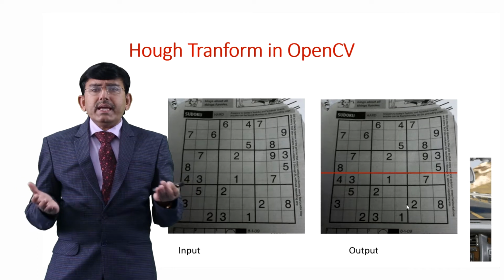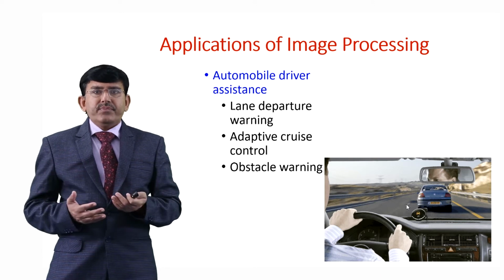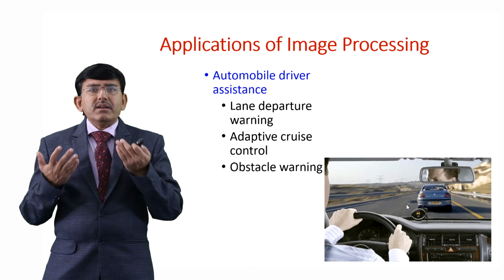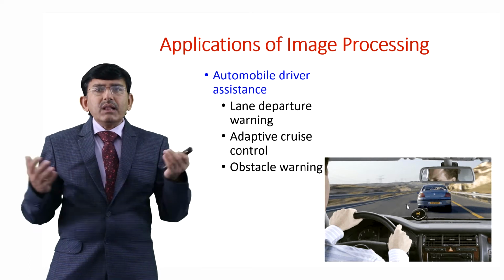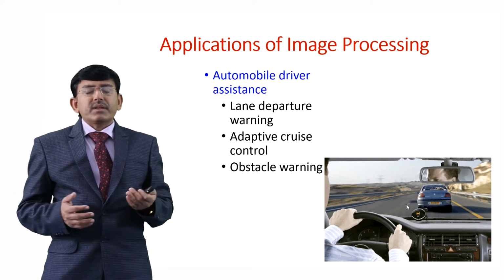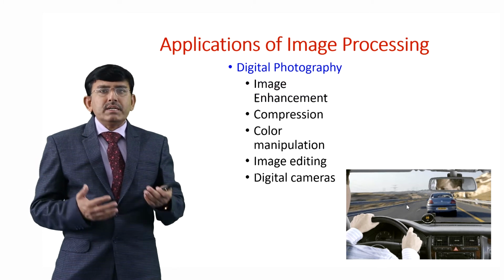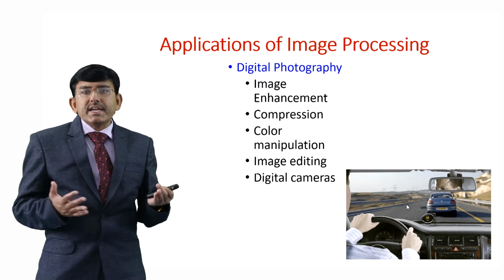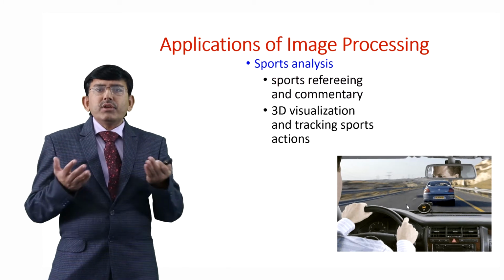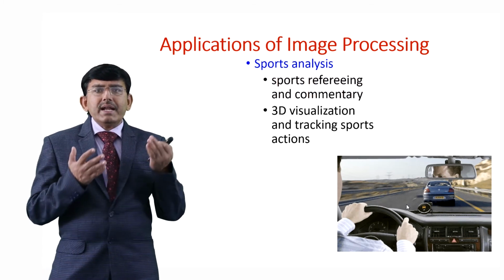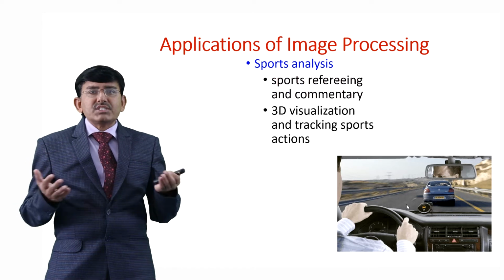Various applications of image processing in Python are there. A few of them are automobile driver assistance. In that, we can get lane departure warning, adaptive cruise control, obstacle warning, etc. for automobiles. Likewise, we have digital photography. For that process, enhancement, compression, color manipulation, image editing, and digital cameras are the subtypes. In sports analysis, we go for refereeing and commentary processes, 3D visualization and tracking, sports action, etc.